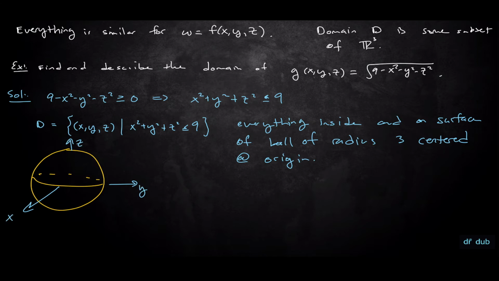And here the surface of the ball, or the edge, or the, what do we call that? The boundary of the ball is included in this case because we have that equal sign available to us. So that would be the domain of the function of three variables. So, cool.